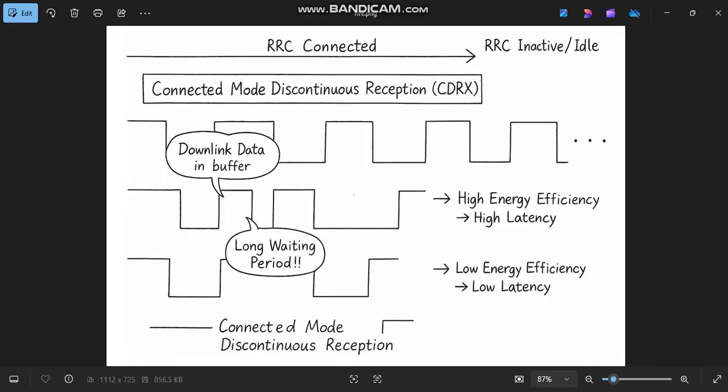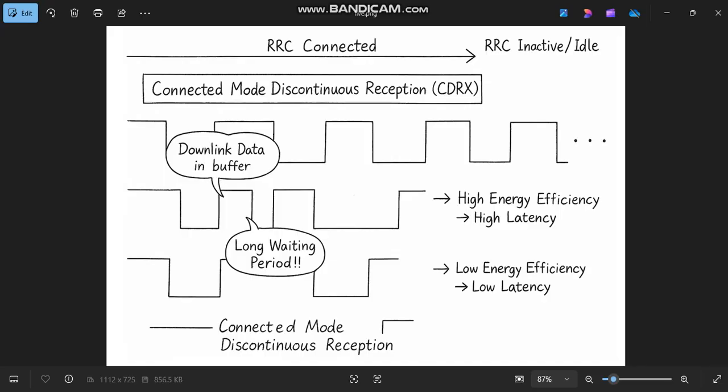But our main motto is to save the power. So for that, what we can do is that when the UE is in RRC connected state, at that time also we can save the power or save the energy. We can save the UE battery by introducing DRX active and inactive at RRC connected state as well.